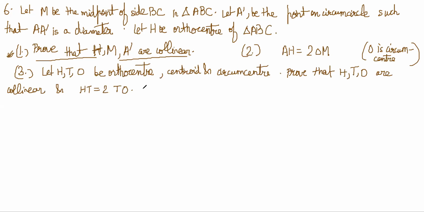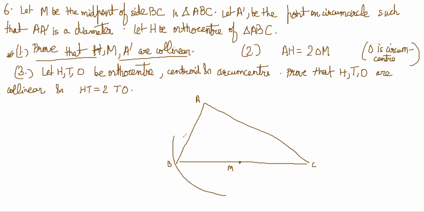I will just draw a figure. Let triangle ABC be like this. ABC is a triangle, and we are given M is the midpoint of BC. And A dash is the point on the circumcircle which is opposite to this, right? So the circumcircle could be like this.